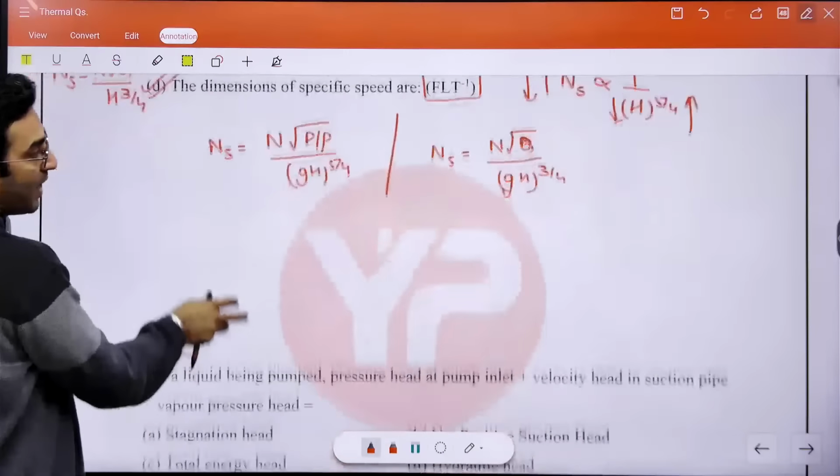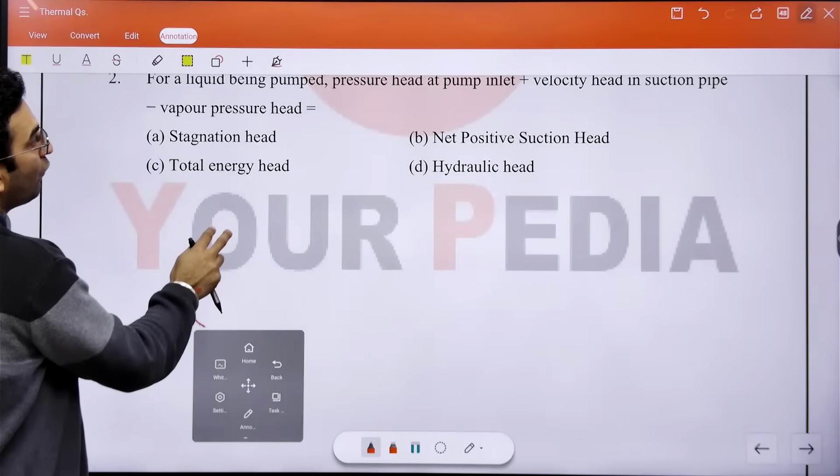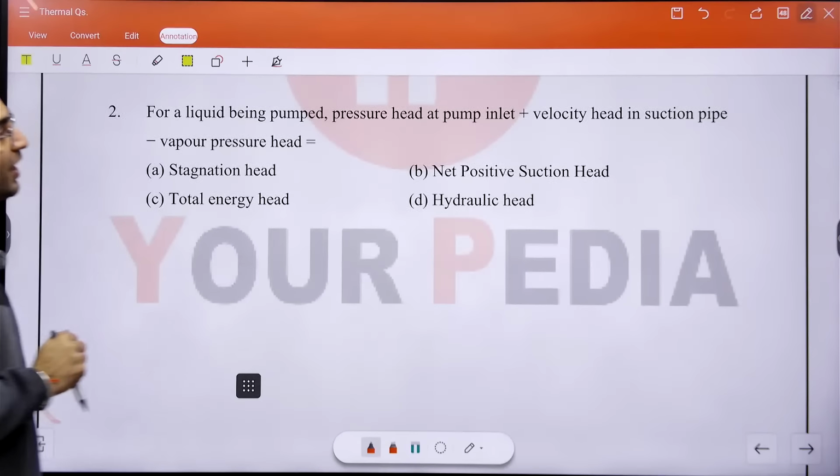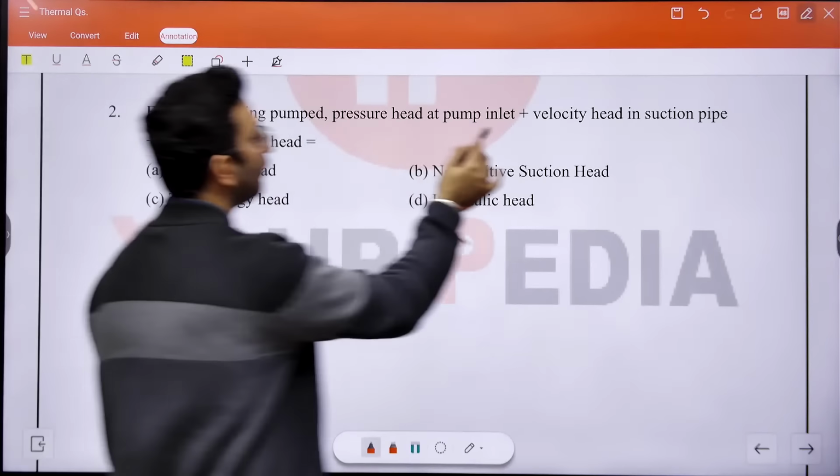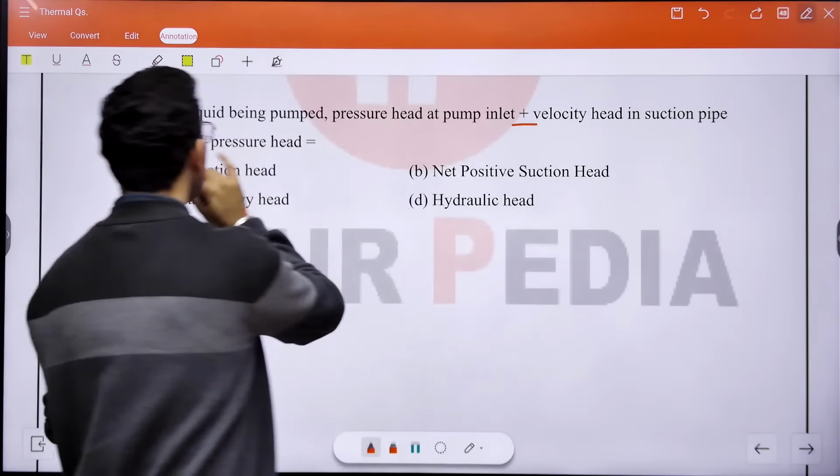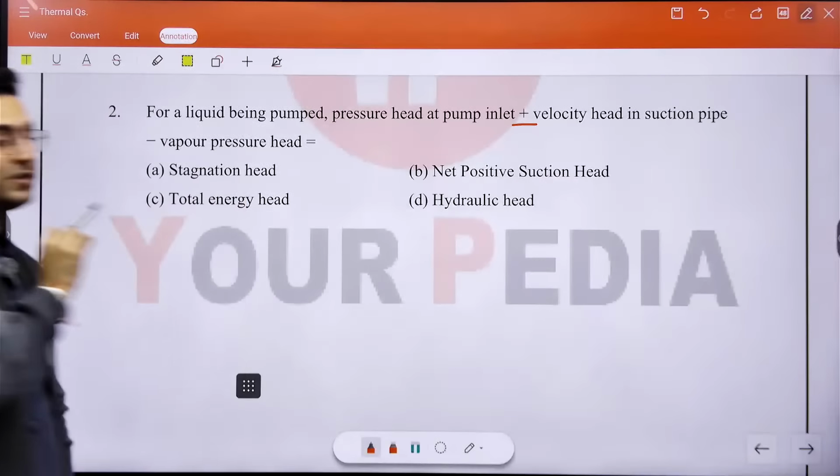Now coming back to the next question. For a liquid being pumped, the pressure head at the pump inlet plus the velocity head in the suction pipe minus the vapor pressure head is equivalent to what? What can be the answer in this case? You are going to get the PDF, don't worry. The PDF will be shared with you in your group.